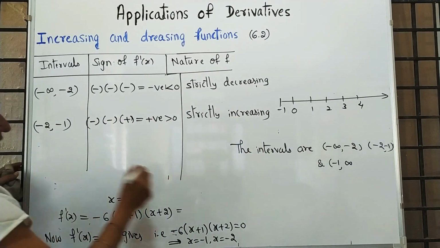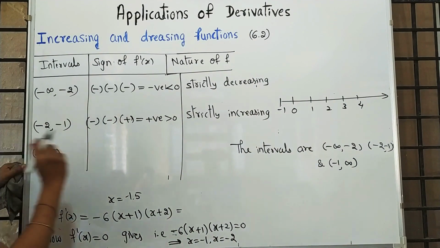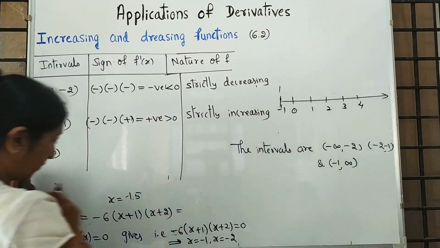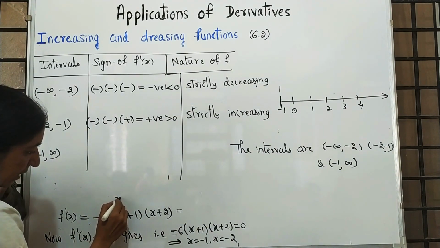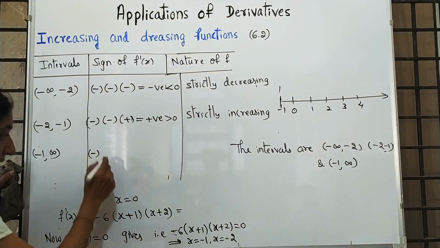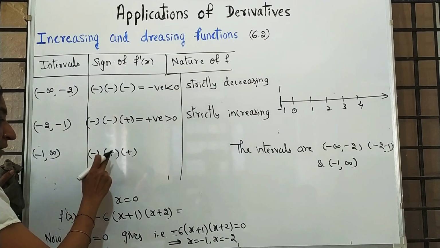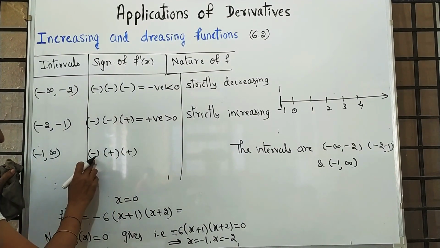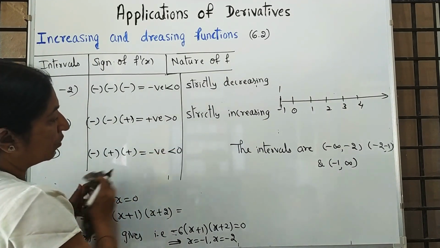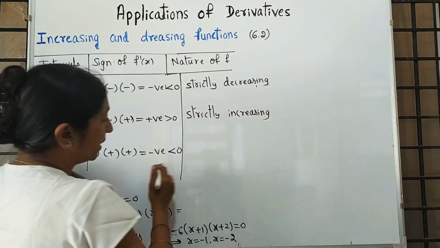Next, moving to the third interval. What is the third interval? Minus 1 to infinity. From minus 1 to infinity you can select any number. I am taking 0. If you write x as 0, outside we have a minus. 0 plus 1 is plus, 0 plus 2 is also plus. Minus, plus, plus, the multiplication of 3 terms with 1 negative sign means it is minus, less than 0. So, if the first derivative is less than 0, the function is strictly decreasing.